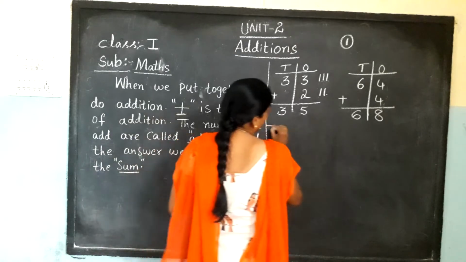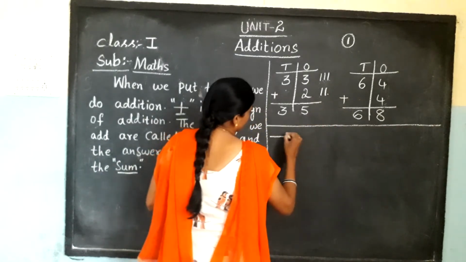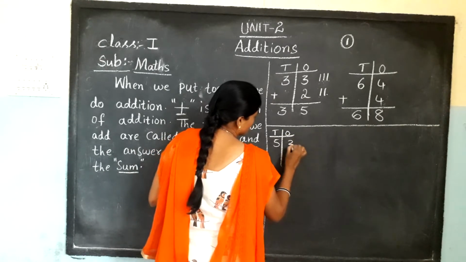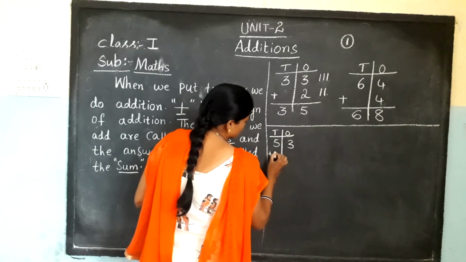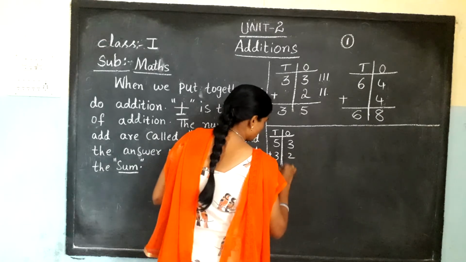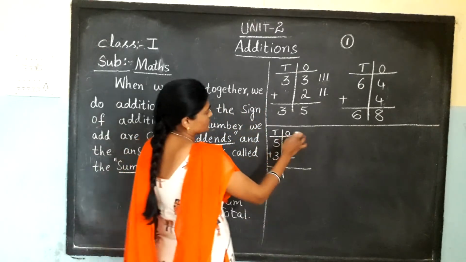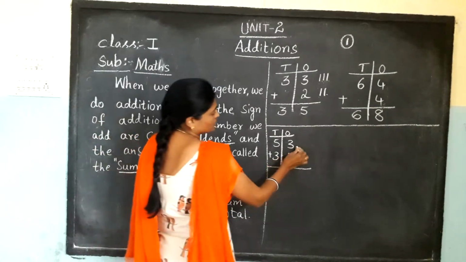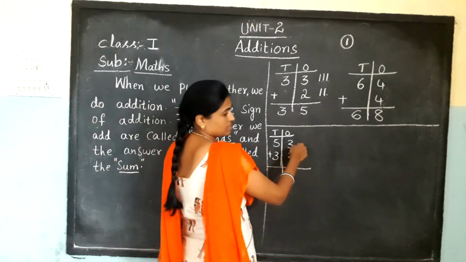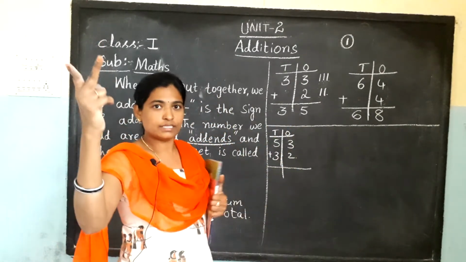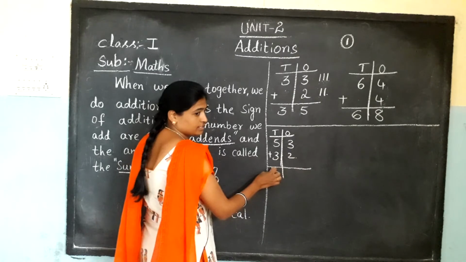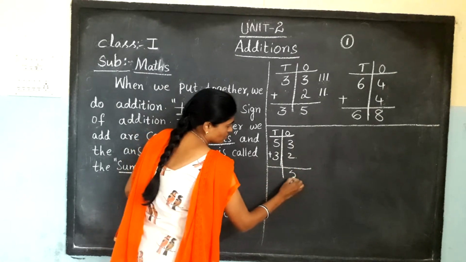Again one more example. Ones, tens. 53 plus 30. Now count here. In the ones column two numbers are there. Which is the big number? Tell me, children. 3. Yes, 3 in the mind and 2 in your fingers. 3 after, 4, 5. Where do you have to write? In the tens column? No, you have to write in the ones column.